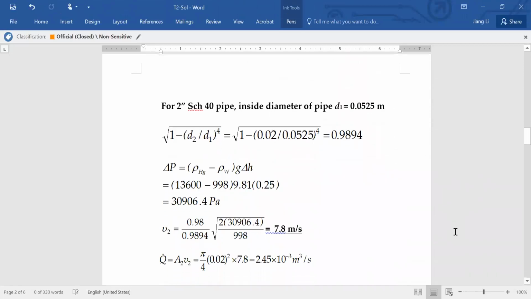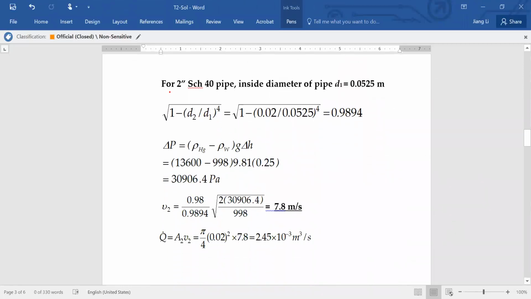Okay, so with that, if you read from the table just now, you can see for 2-inch schedule 40 pipe, the inside diameter D1, converted to meter, will be 0.0525. So you can use this to calculate the factor here, which you need later for the calculations of velocity. You have a D2 over D1 ratio, right? Because D1 is converted to meter, D2 you also convert to meter. So this is the factor you are going to use later for the calculations of V2.